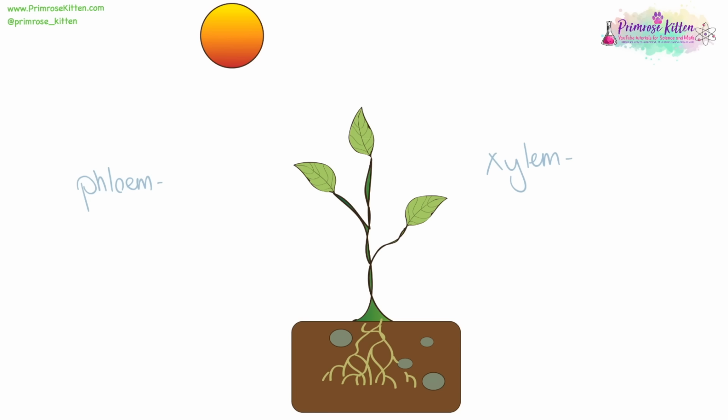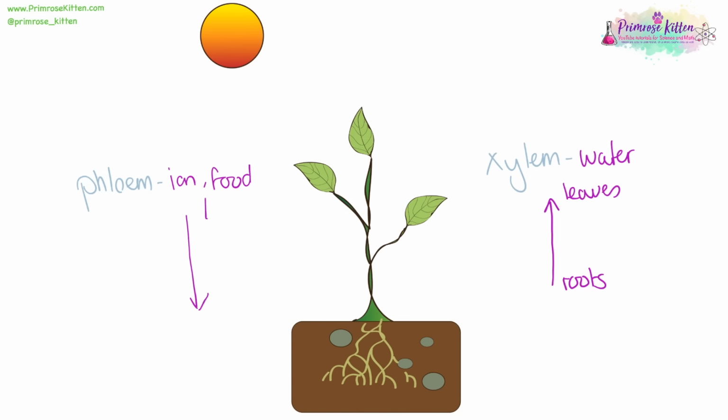Inside the plant we have the xylem and the phloem. The xylem is going to carry water that is generally going to be in an upwards direction from the roots where it is collected to the leaves where it can be used for photosynthesis, and the phloem which carries ions and food, and this is generally in a downwards direction from the leaf where food can be made in photosynthesis to the roots where it can be stored in, for example, potatoes.